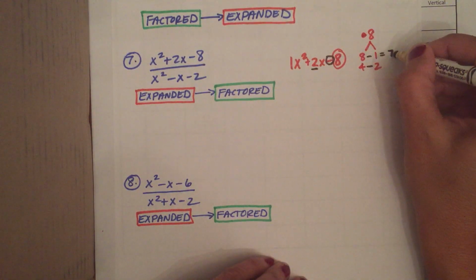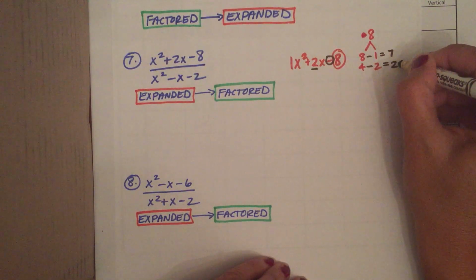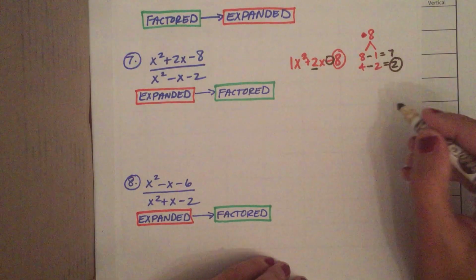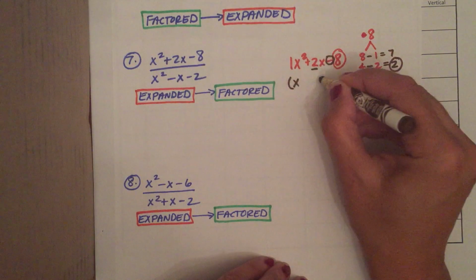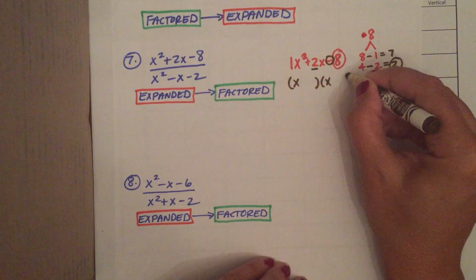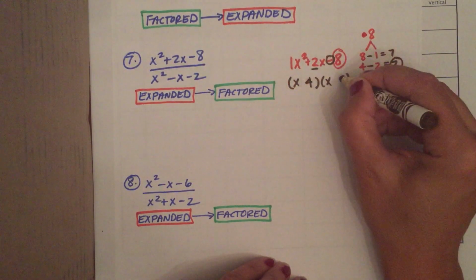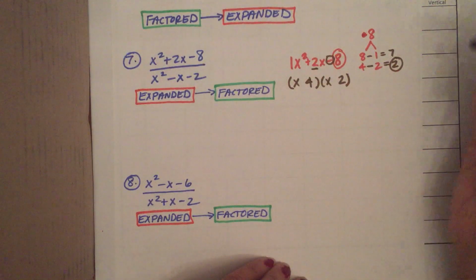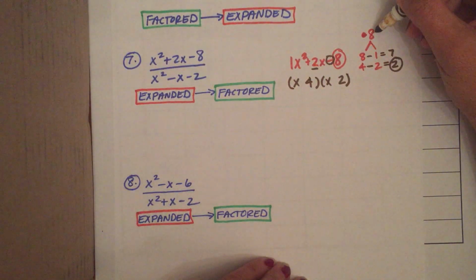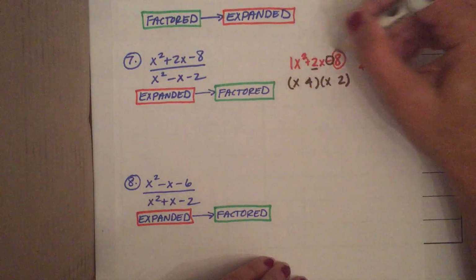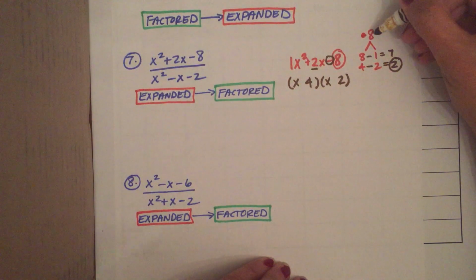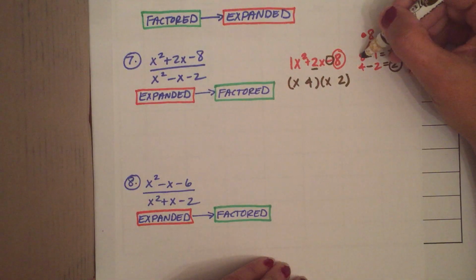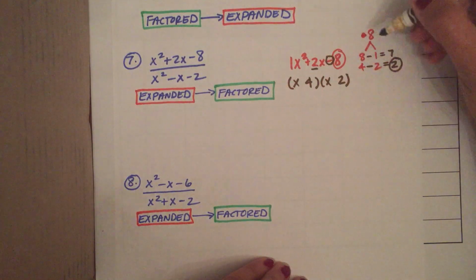8 minus 1 is 7. 4 minus 2 is 2. So my two factors are going to be 4 and 2. So I have x and 4 and 2. Again, I factored the c term. I didn't need to do multiply a times c because my a value is 1. I factored the c term, so we had 8 and 1 and 4 and 2.